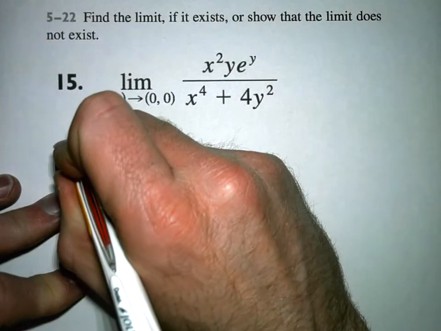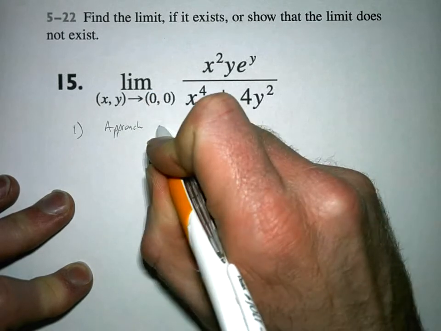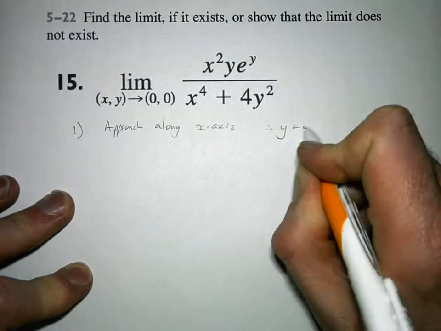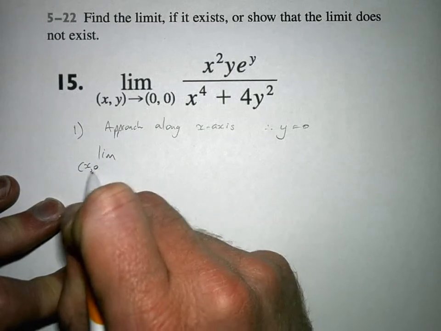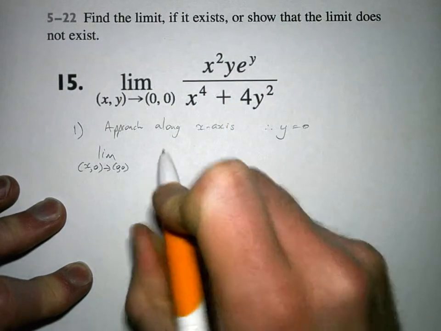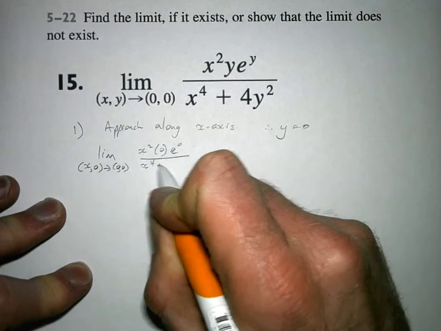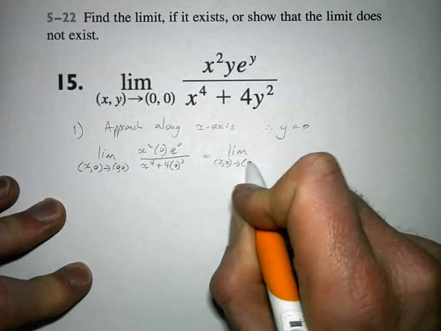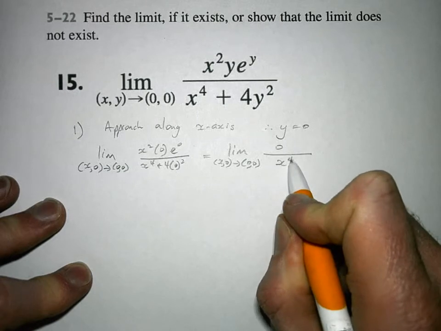So our first one we're going to try is the path that approaches along the x-axis. Now when we're on the x-axis, all our y values are equal to 0. So now our limit becomes, instead of (x, y), we're approaching from (x, 0) along the x-axis, as that approaches (0, 0), and wherever we have a y in our limit, we can replace it with 0. So we end up with x squared times 0 times e to the 0 all over x to the 4 plus 4 times 0 squared. We can simplify that a little bit. The numerator just becomes 0 and the denominator becomes x to the 4.